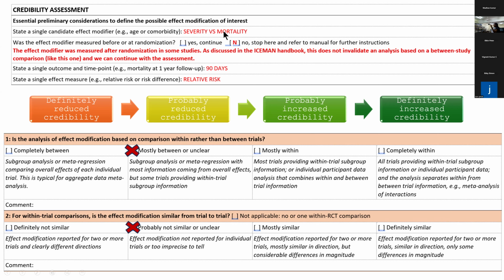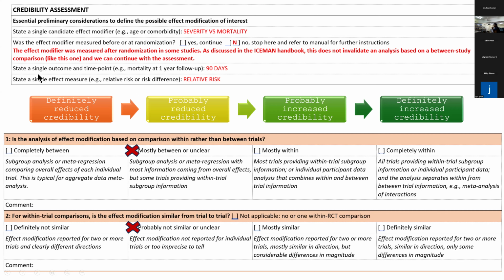Before we proceed, what are we considering? We're going to look at severity versus mortality. The next question is, was the effect modifier measured before or at randomization? What do you think the answer is? They have looked at severity. Did they decide upon this before the studies were randomized? No, the RCTs have already been done, and now we are looking at mortality. So no. But if you look at the ICEMAN handbook, this does not invalidate the analysis because you're looking at between study comparisons. So we can proceed.